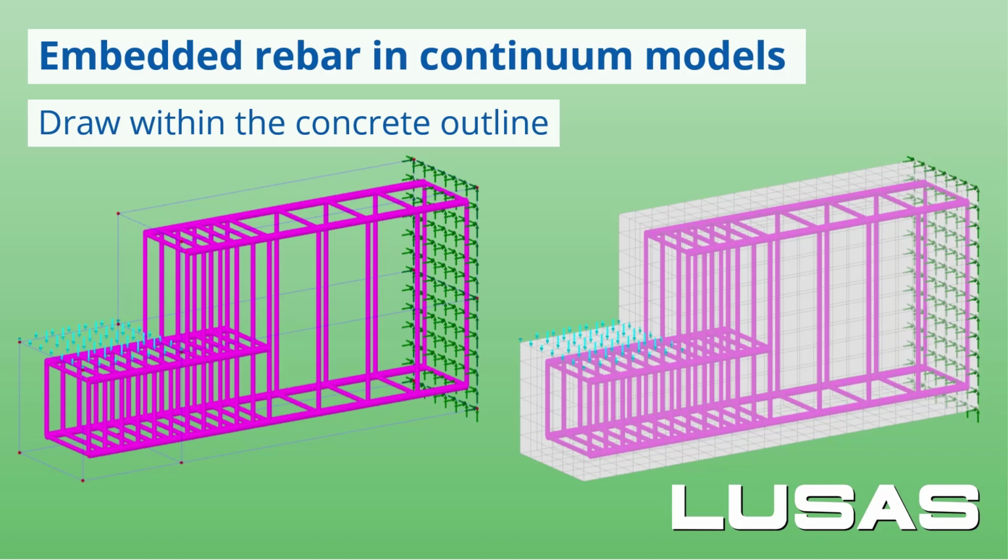Embedding reinforcement within a concrete model is vastly simplified by the parasitic bar facility, new in version 21. This allows us to define the geometry of the concrete as an outline only and parasitically attach the reinforcement, defined as a bar element taking tensile or compressive loads.